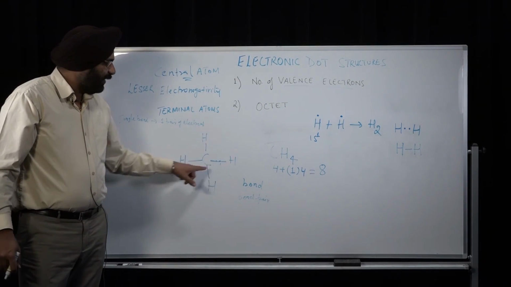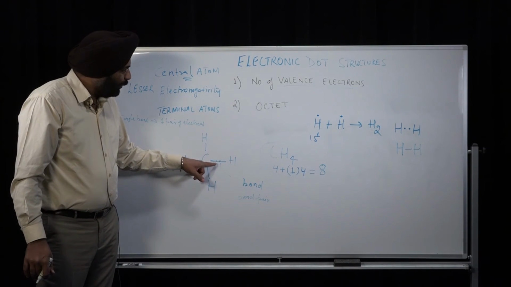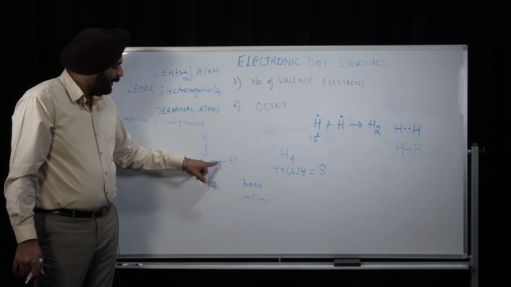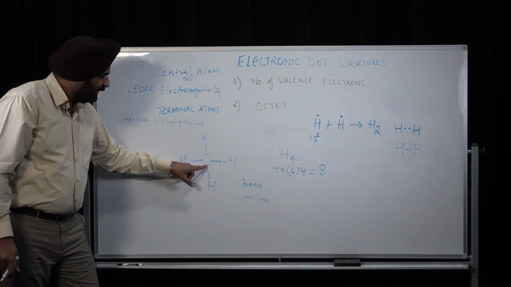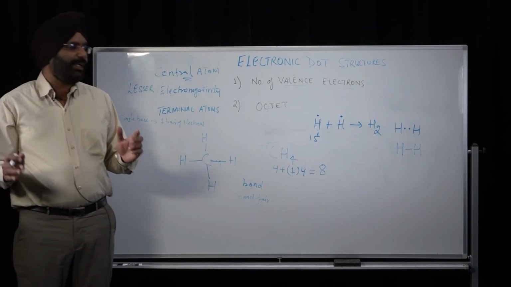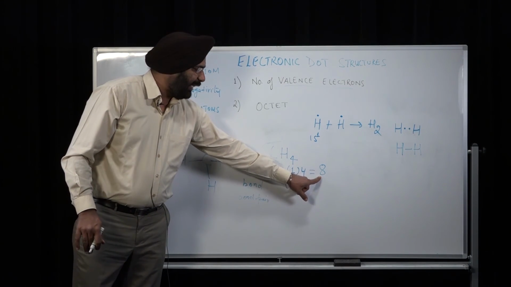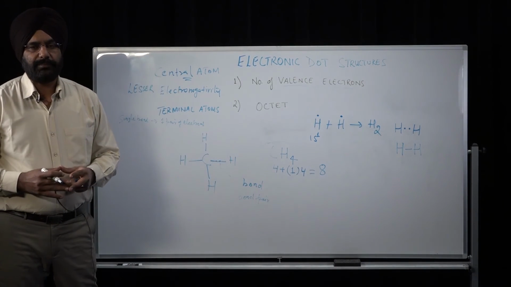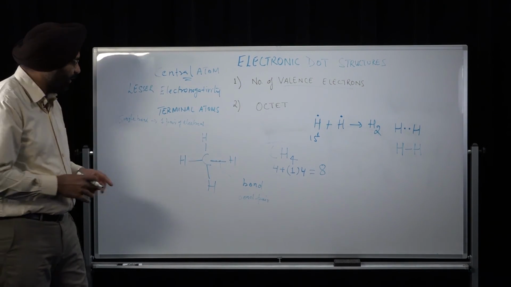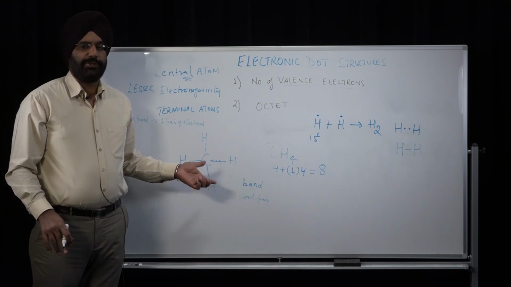Once you have done that, that means I have accounted for 1, 2, 3, 4, 5, 6, 7 and 8. I have accounted for all 8 valence electrons in a CH4 molecule. So that is an electronic dot structure for CH4.